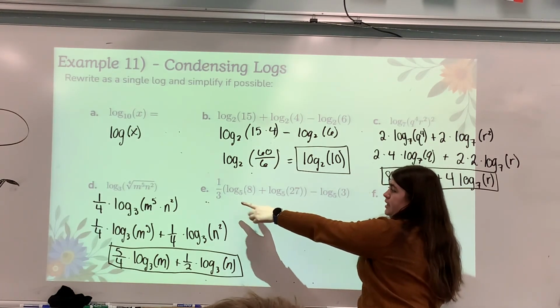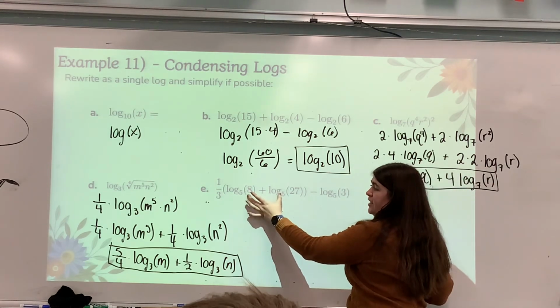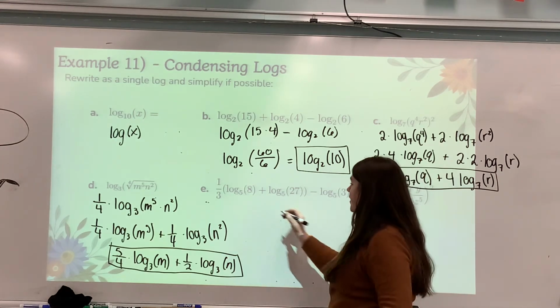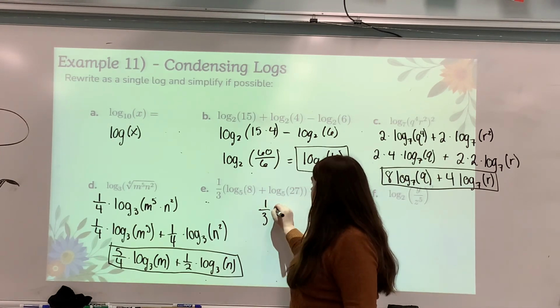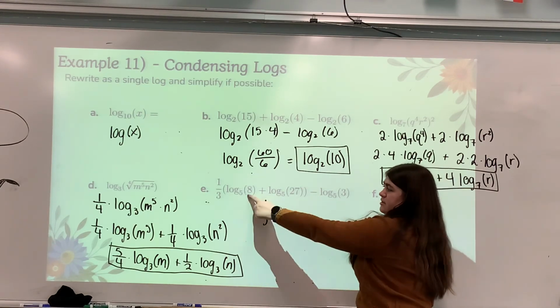So if we're doing E, notice that we have this extra set of parentheses. So 1/3 is multiplied by this together, so we need to combine these things first. Log base 5 of 8 plus log base 5 of 27. How can we simplify these?